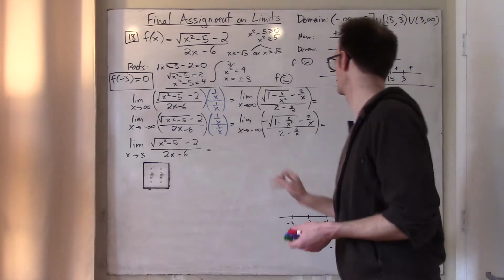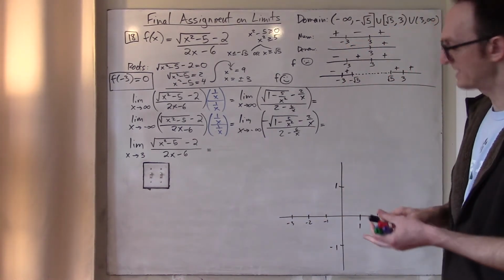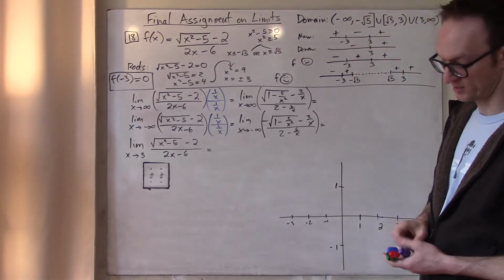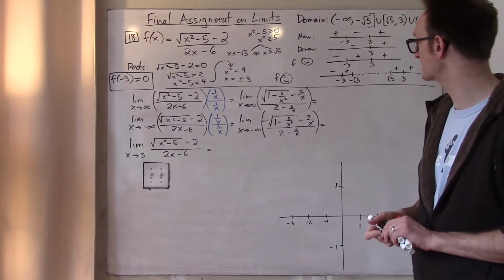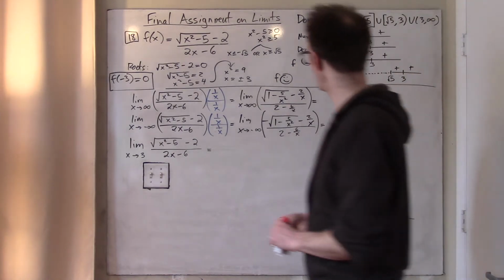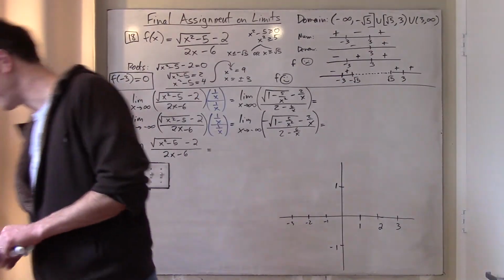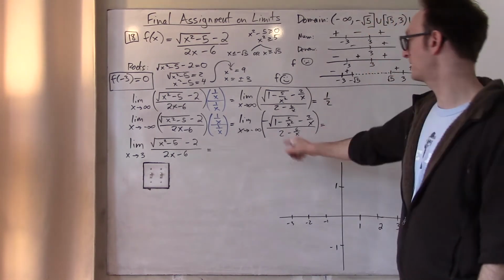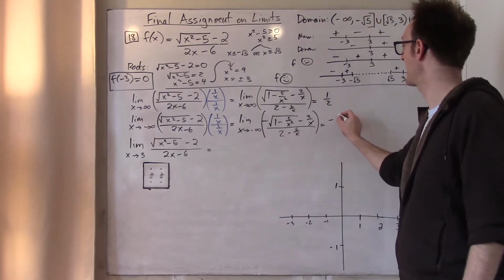And of course, as x goes to infinity, all the things that go to 0 go to 0. Maybe I won't even write it because it clutters things up a little bit. And we get just 1/2, is that right? Yeah. So here we have 1/2, and here, as x goes to negative infinity, we get -1/2.